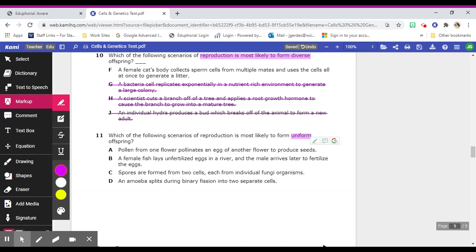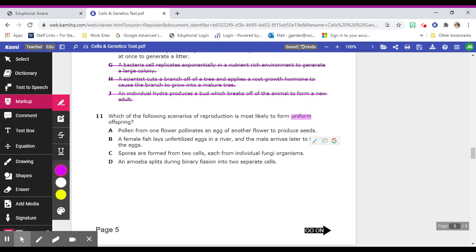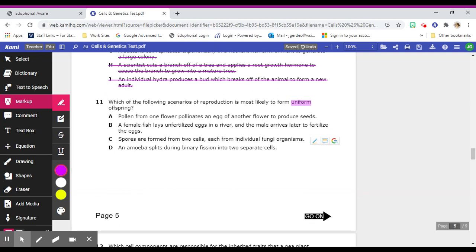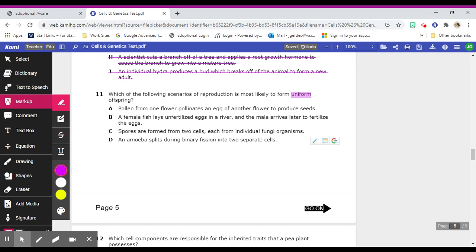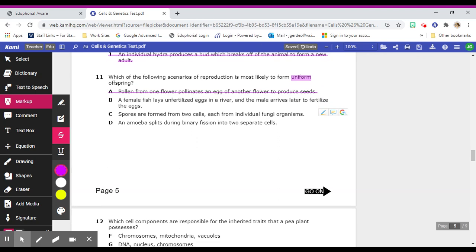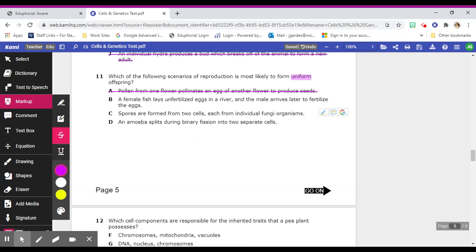Okay? So I'm going to pick the one that is an asexual scenario here. So pollen from a flower. Okay, we've already talked about the flower being sexual reproduction. We already did that question once in our test. So a flower is sexual reproduction. A fish laying eggs. Okay, we know if it has eggs, it's sexual reproduction.